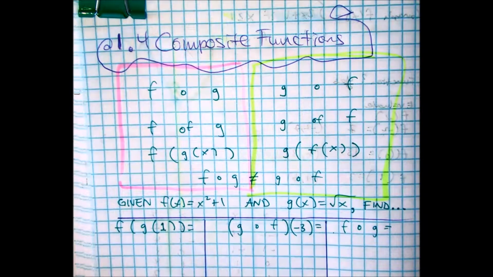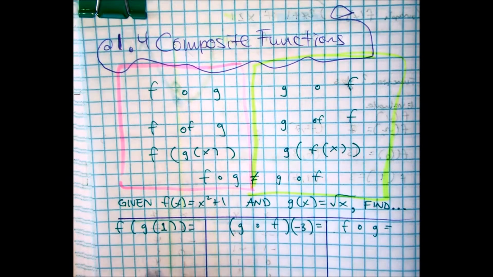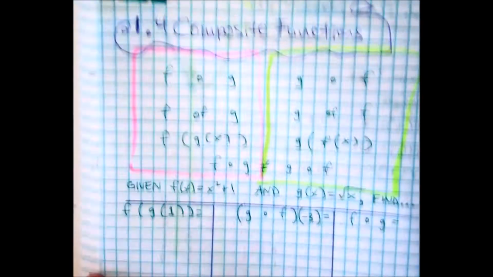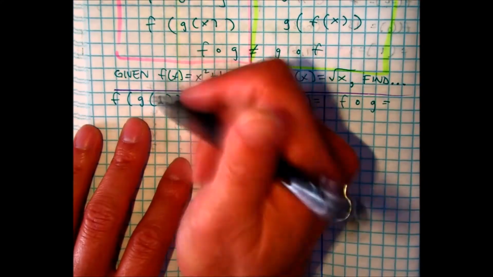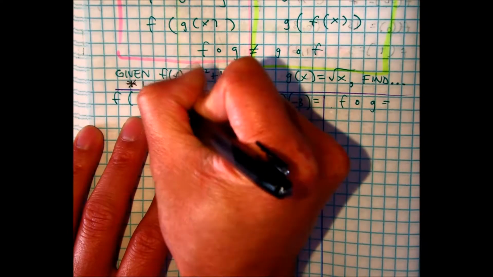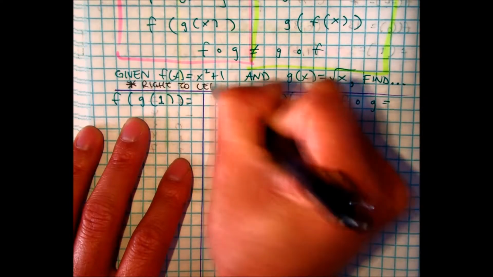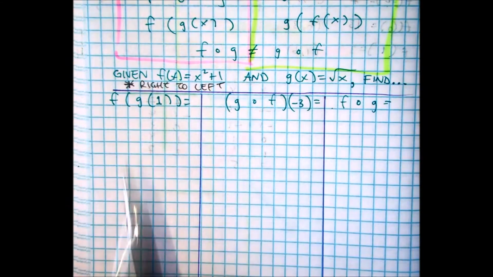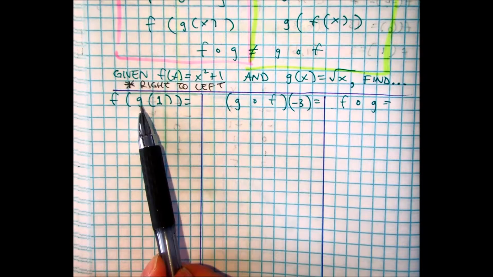Given f of x equals x squared plus 1 and g of x equals square root of x, let's find these three examples. Okay, here are some tips. Put a star. We're going to work from right to left. Class, how are we working? Right to left. So you start over here, and we're putting 1 into our function of g.